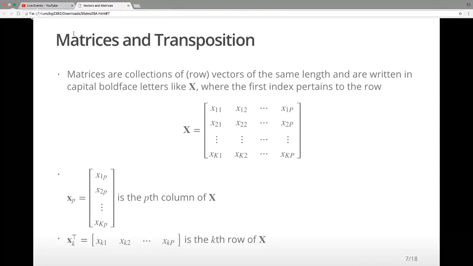And if I didn't write it up here, but I just do something like X without boldface and have two subscripts, 2 and p, I'm referring to the second row, pth column of X. Questions? No?